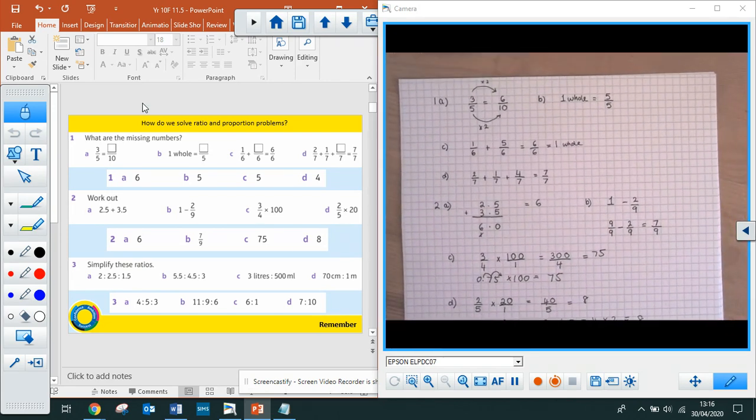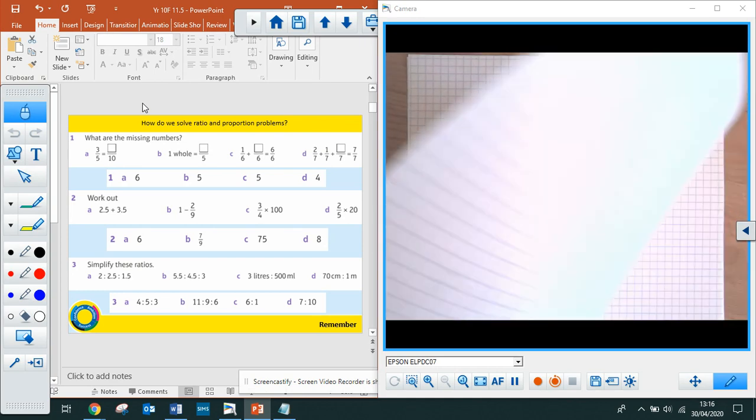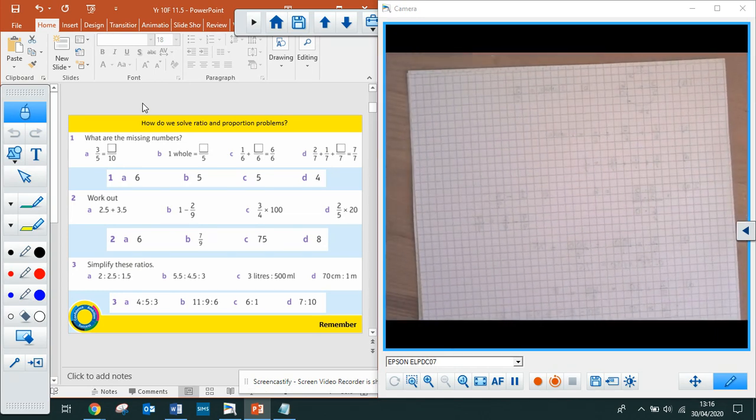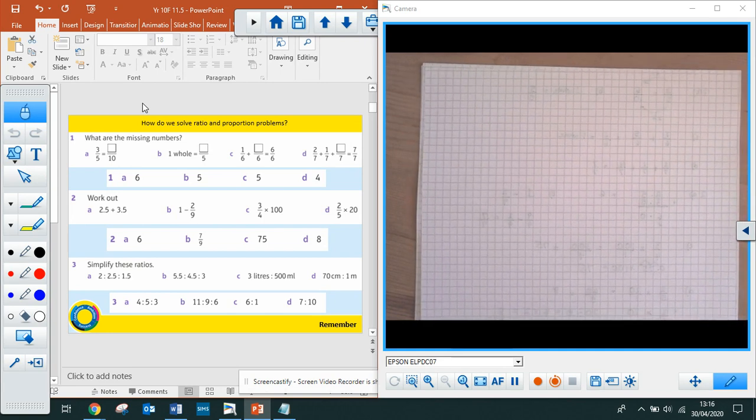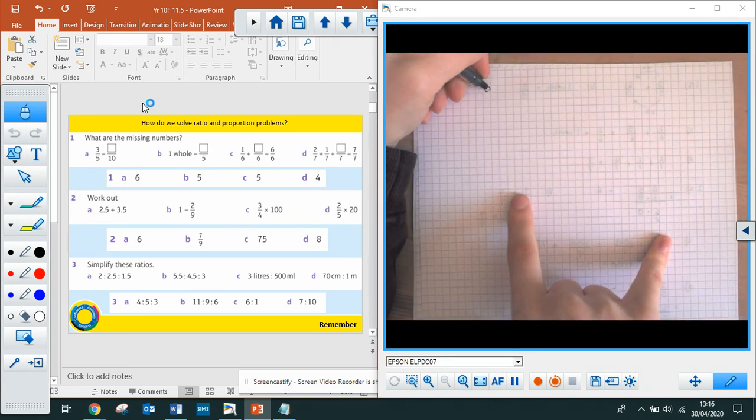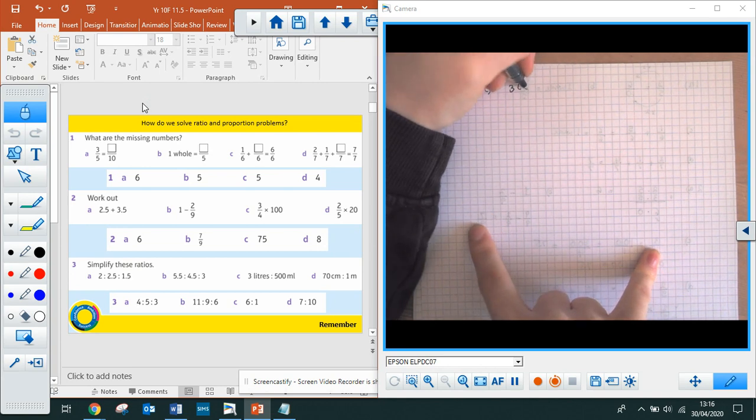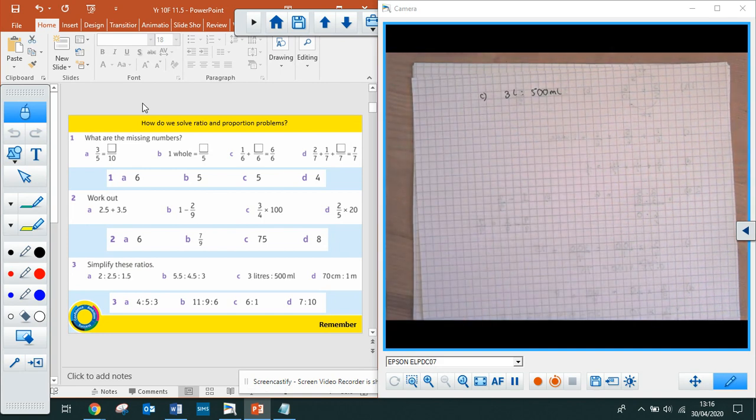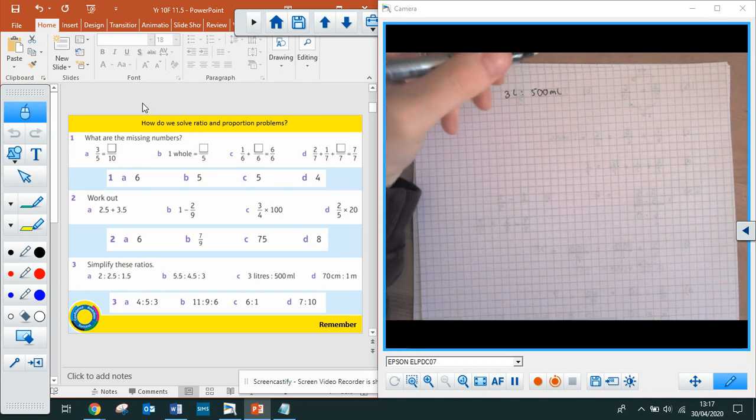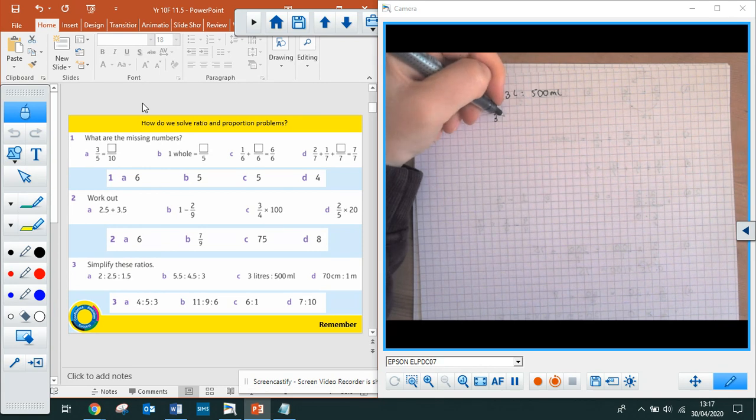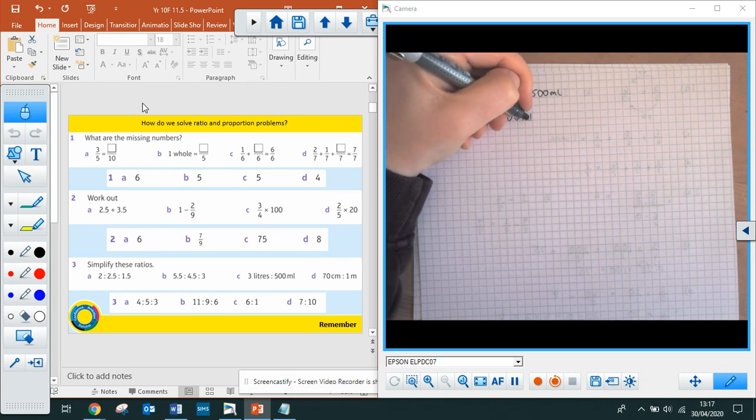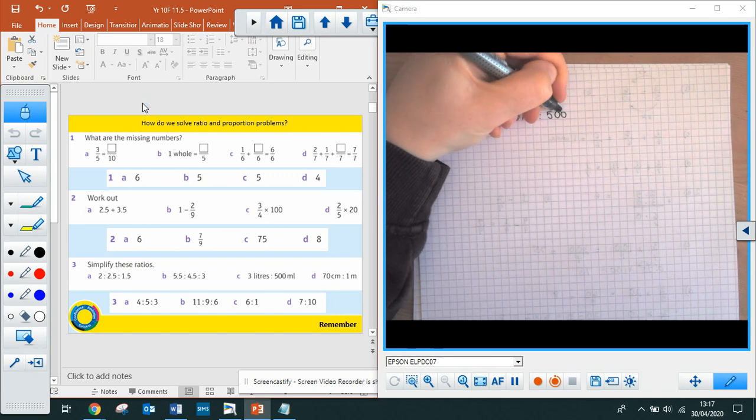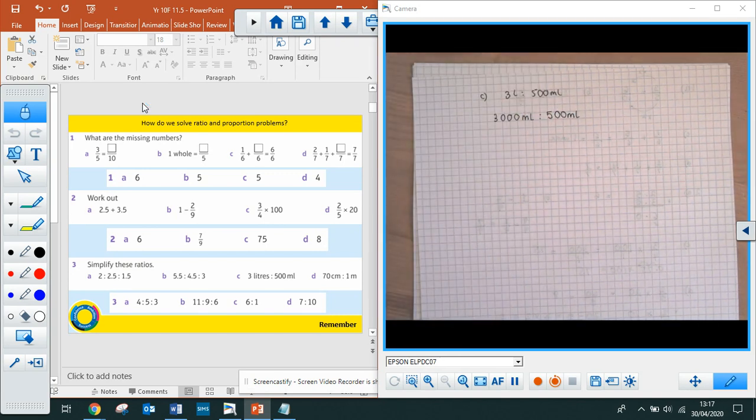Okay, let's carry on with the next two examples. Now these are the examples I gave you a little hint at the start. You needed to convert the units of measure. Okay, so we had for part C 3 litres to 500 millilitres. Okay, we need to convert our litres to millilitres first. We do that by multiplying by 1,000 because there's 1,000 millilitres in 1 litre. So that would give us 3,000 millilitres to 500 millilitres. Now we can simplify.